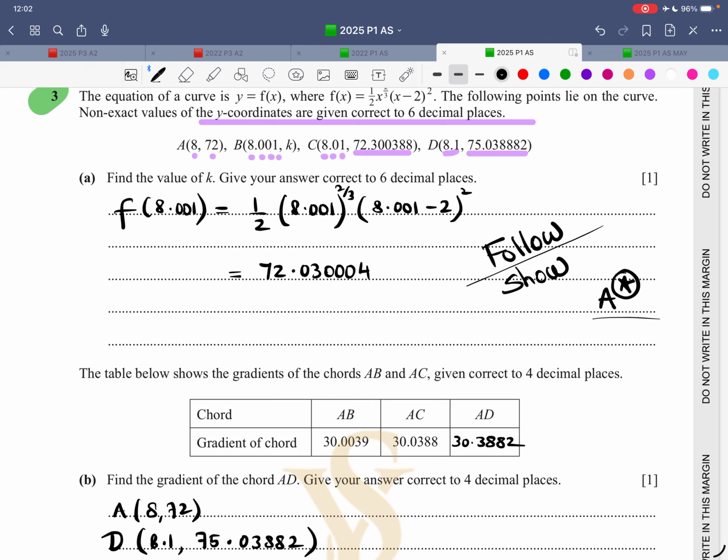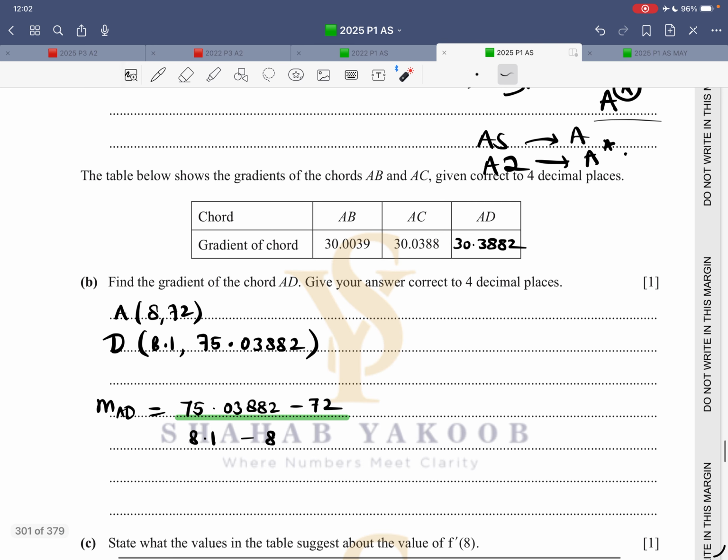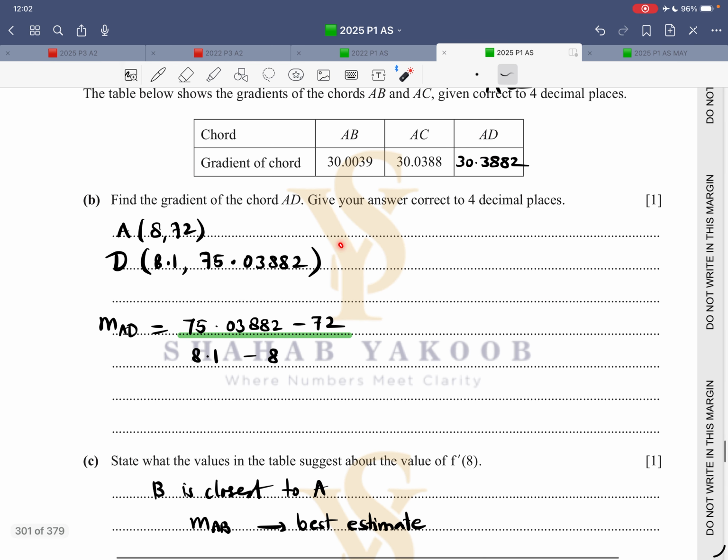Yes, there is only A in AS level. So in AS level, it's only A, but when you get your overall result, that's the way of getting that A star. The table below shows the gradient of the chords AB. So between A and B, A and C, and A and D, you have to calculate according to the formula, and this is the answer that you are getting. I've written it over here.